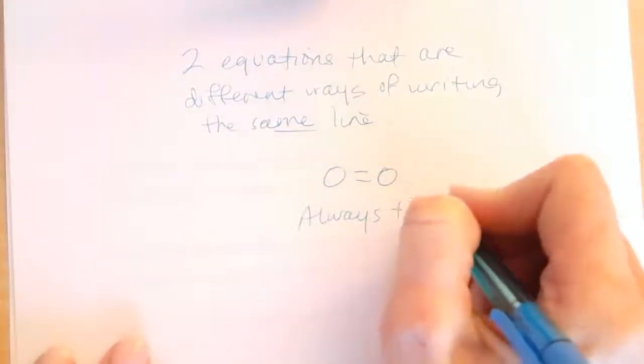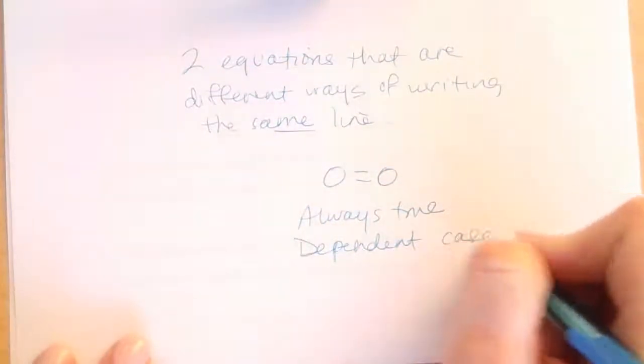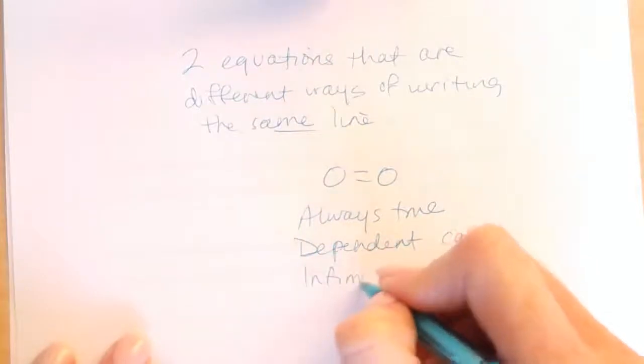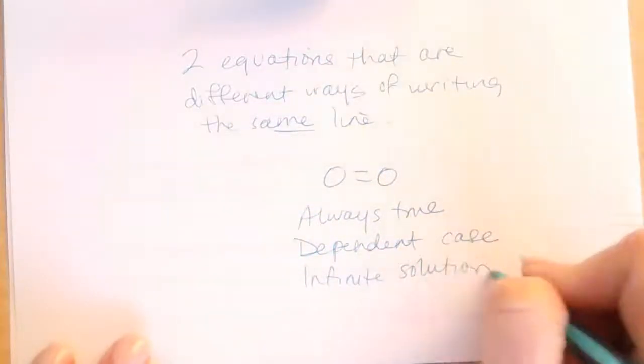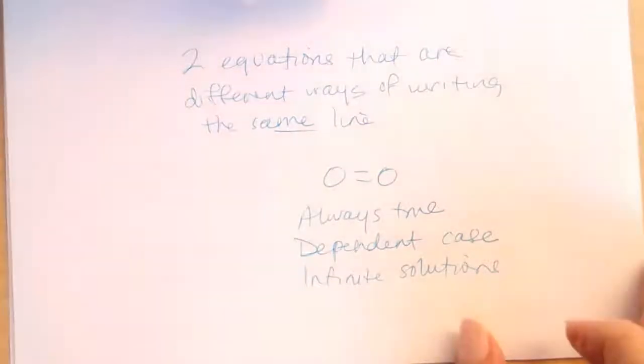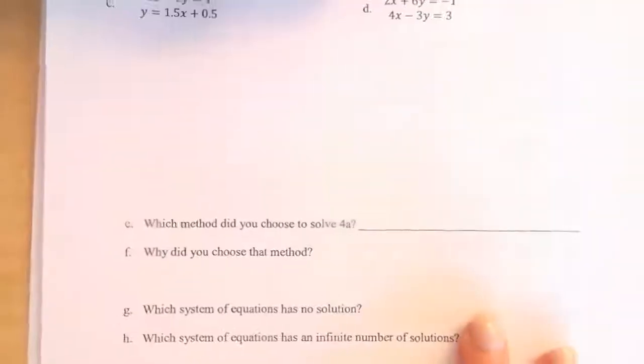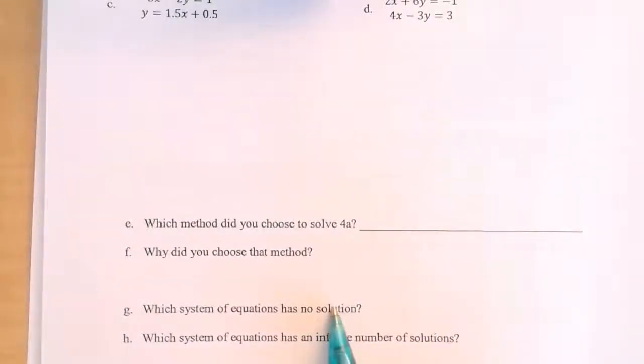Okay, that's always true. That's because this is the dependent case, okay, where there are infinite solutions. Because if you were to graph these, they're the same line. So the line is laying over itself. Okay, so just a reminder to be on the lookout for those situations there. Okay. All right, so after you deal with the top, they ask you some questions on the bottom. No solutions, infinite solutions. Well, that hints at the fact that there is at least one of the ones above that has no solution, which would be the parallel lines situation.